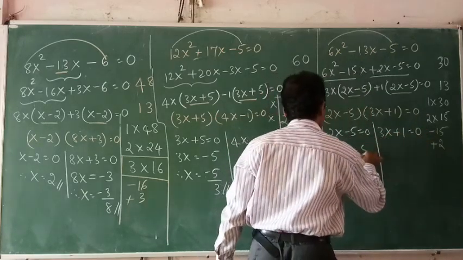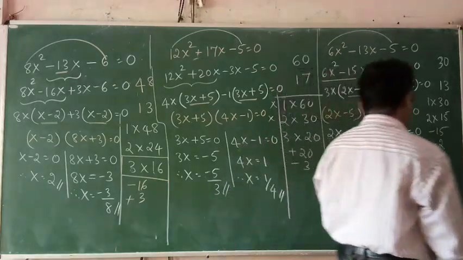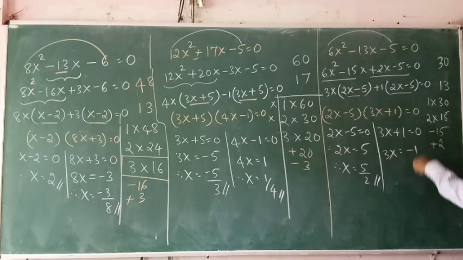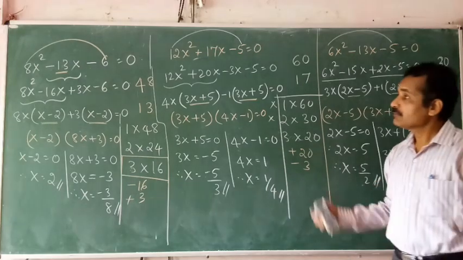Therefore, 2x is equal to plus 5, x is equal to 5 by 2. I can write here 3x is equal to minus 1. Therefore, x is equal to minus 1 by 3. These are called the roots of the equation.